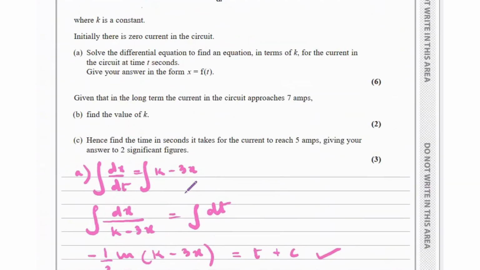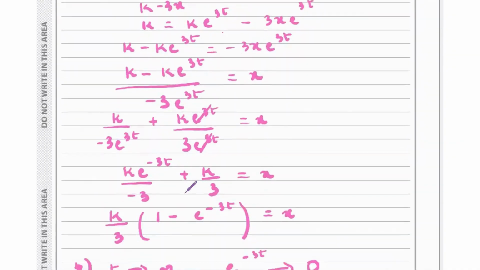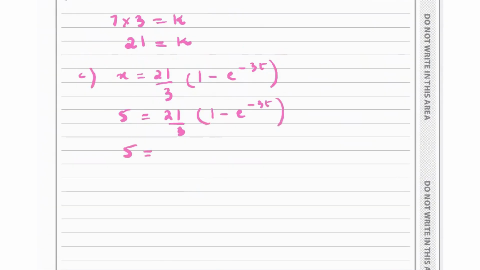Then it says, hence find the time in seconds it takes for the current to reach 5 amps, giving your answer to 2 significant figures. So for that, the equation is x equals 21 over 3, since k is 21, times 1 minus e to the power of negative 3t. So x is 5 now. So 5 equals 21 over 3 times 1 minus e to the power of negative 3t. 21 divided by 3 is 7. So it's going to be 5 over 7.